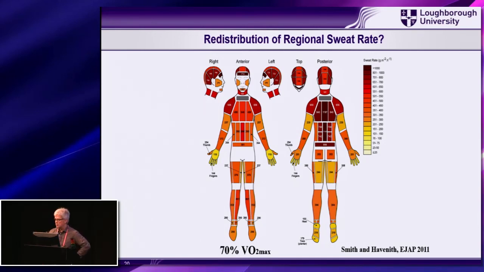And the suggestion already by Candace in the early 1970s was that in heat acclimation, you would get a redistribution of sweat from the trunk towards the limbs, which then would give you a better distribution of the sweat and a higher efficiency of the sweat evaporation. So more cooling for a similar amount of sweat.